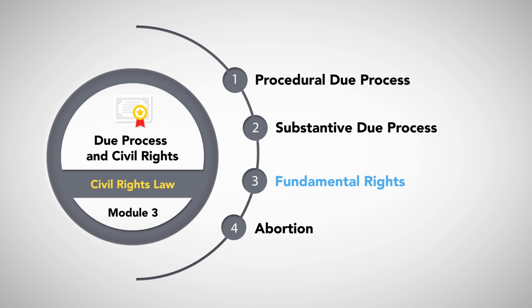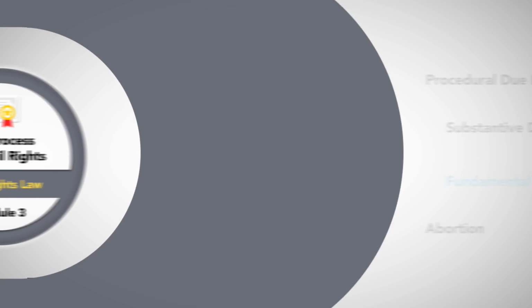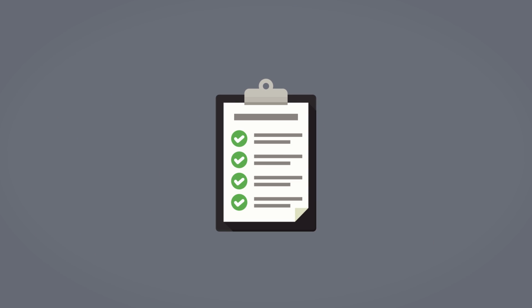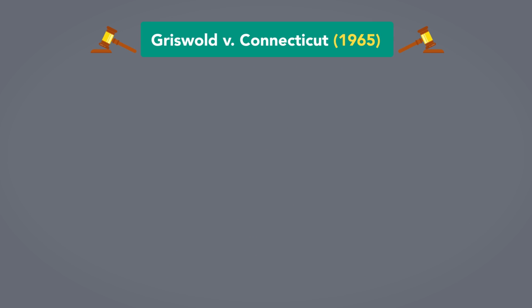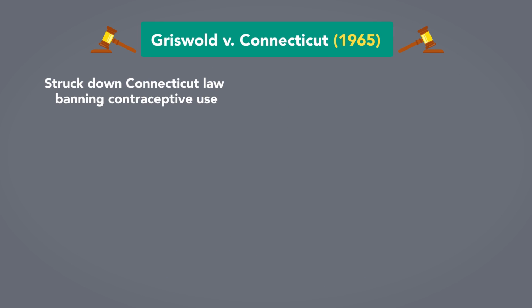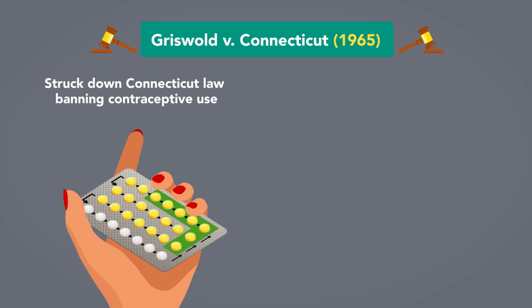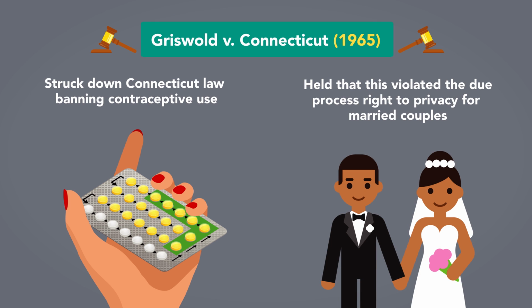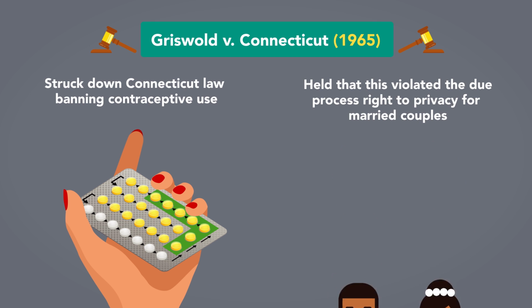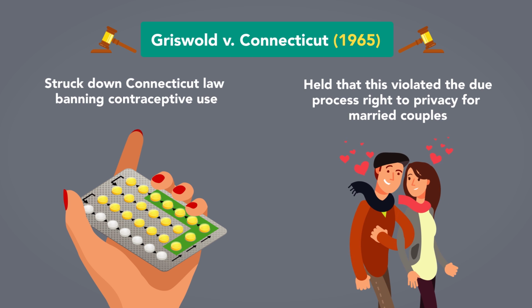Fundamental rights. Starting in Griswold, the Supreme Court has enumerated several rights that are considered fundamental to the point that restrictions on these rights must be subjected to strict scrutiny. First, in Griswold itself, the court struck down a Connecticut law banning contraceptive use. The court held that this violated the due process right to privacy for married couples. The protection of contraceptive use from state prohibition was later extended to non-married couples as well.